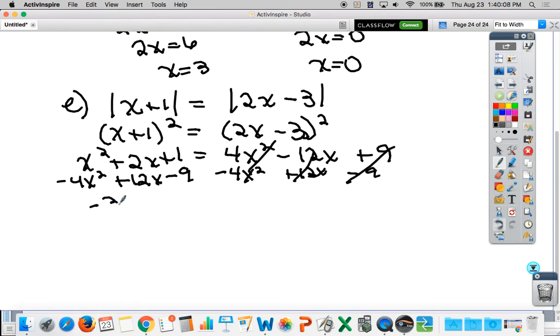So I've got -3x squared plus 14x minus 8 equals 0. What can you easily do? Polysolve. And you should have gotten 2/3 and 4.